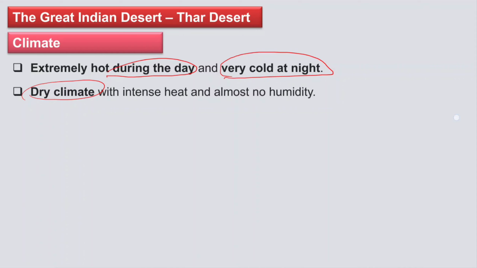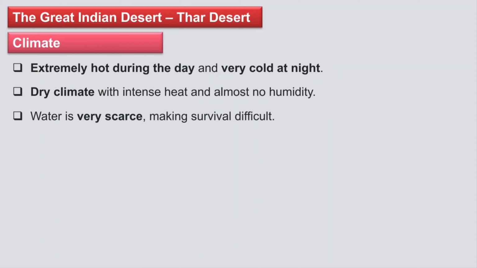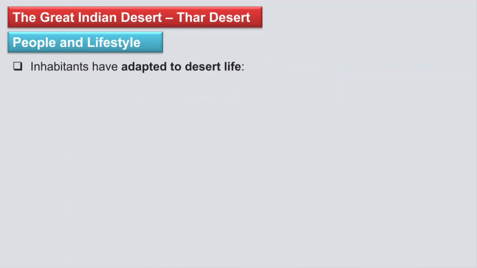And you will have a dry climate there with intense heat and almost no humidity. So again, water is very scarce there, making survival very difficult, okay. And people and lifestyle over there, their inhabitants have adapted to desert life. See, we adapt to the place where we live. So people over there might be adapted according to the environment and the availability of resources, isn't it?